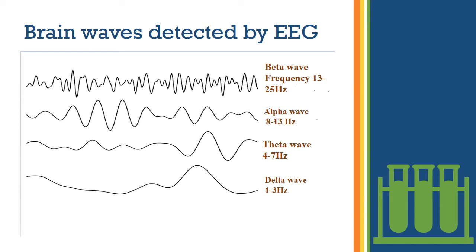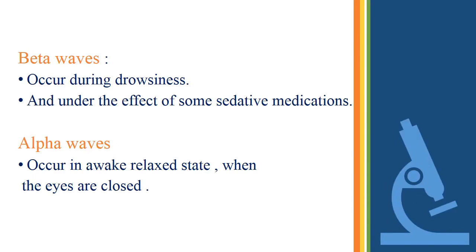If it is between 8 and 13 it's called alpha. If it is between 4 and 7 hertz it's called theta, and the lowest one, between 1 to 3 and some books say 4, is called delta. So it's named according to the number of waves in a second. Of course each of these waves occurs in a specific pattern and in a specific situation, so that we can know if it's normal or abnormal.